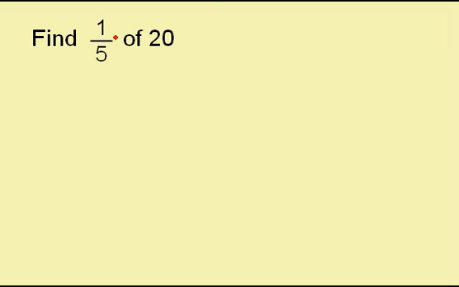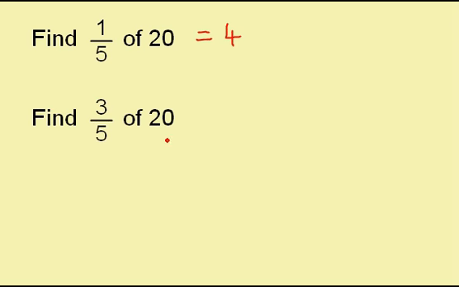To find 1/5 of 20, I divide 20 by 5. My answer is 4. So 1/5 of 20 is 4. To find 3/5 of 20, I find 1/5 of 20, which I already know is 4, and I multiply that by 3, which gives me 12. So 3/5 of 20 is 12.